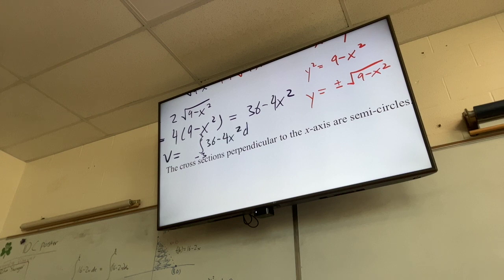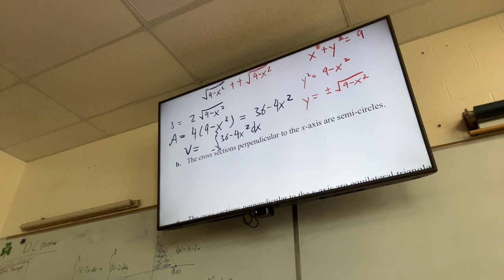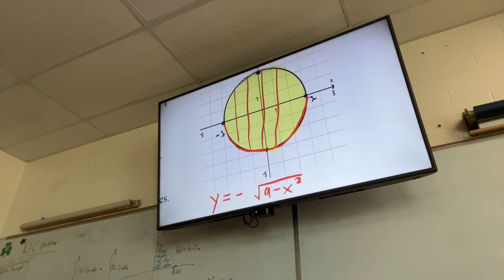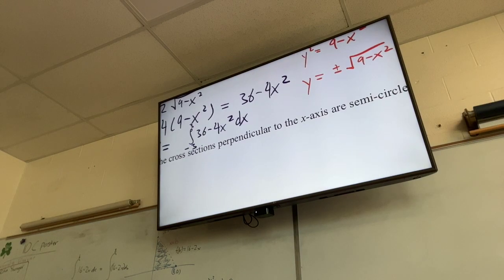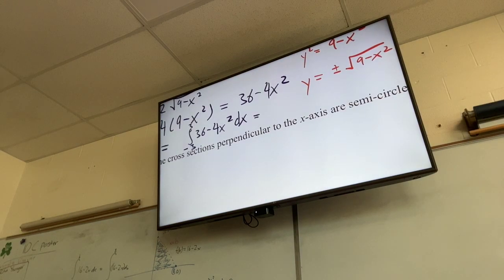I never really explained where the -3 and 3 came from. So the left boundary here, that's x equals -3, because the radius is 3. The right boundary is +3. Questions, comments, concerns? Okay. So let's do that integral real quick. That's going to be 36x minus 4/3 x cubed, evaluated from -3 to 3.